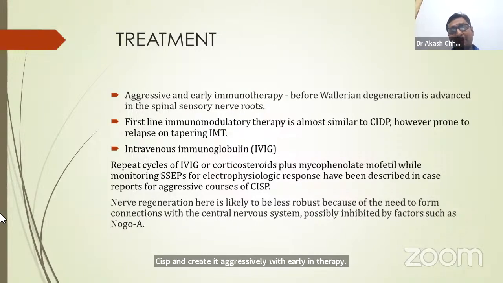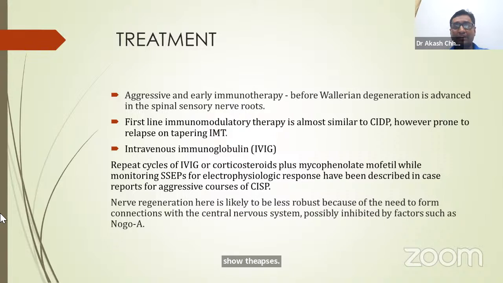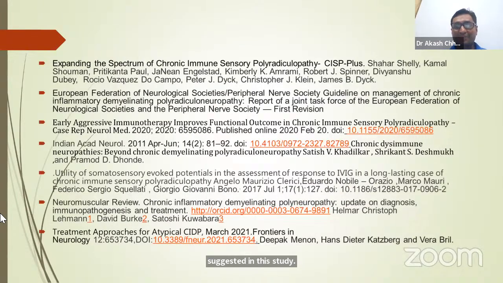Whenever we try to taper the first line drugs, they show relapses. So second line immune therapy with mycophenolate was suggested in this study. Thank you. These are my references. So I've kept it short and I would like others to contribute.